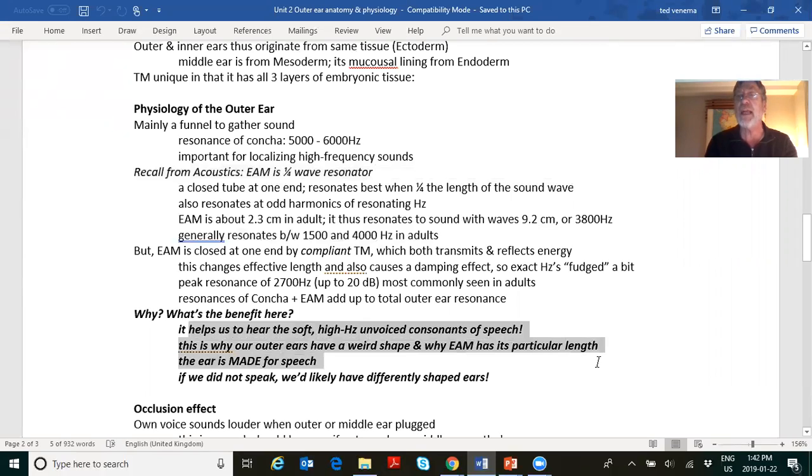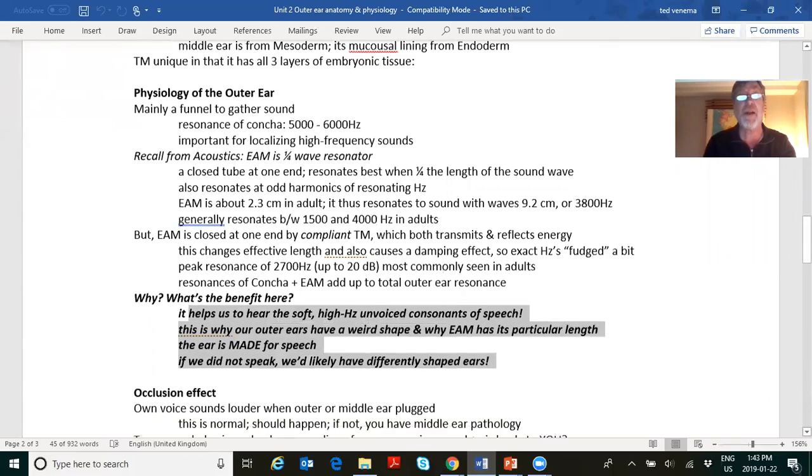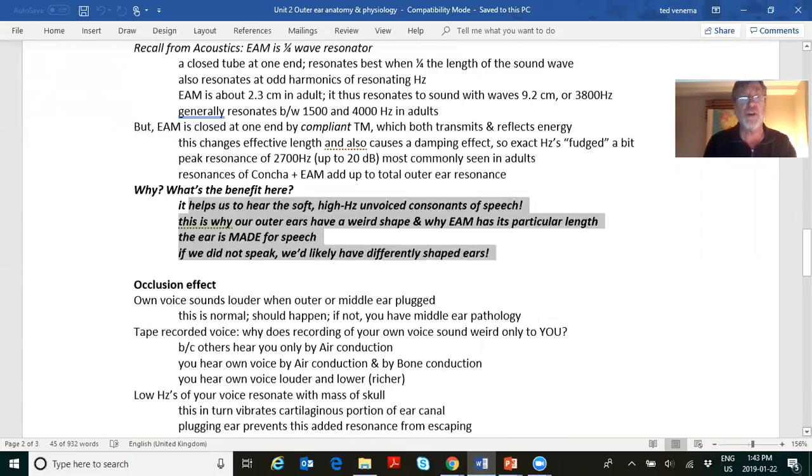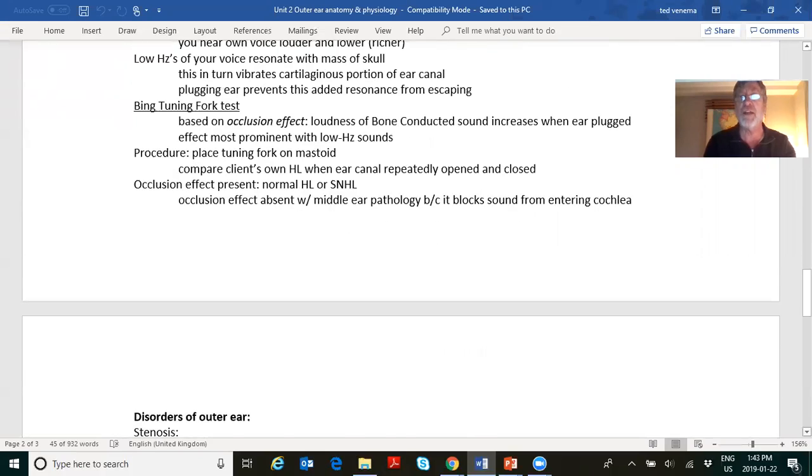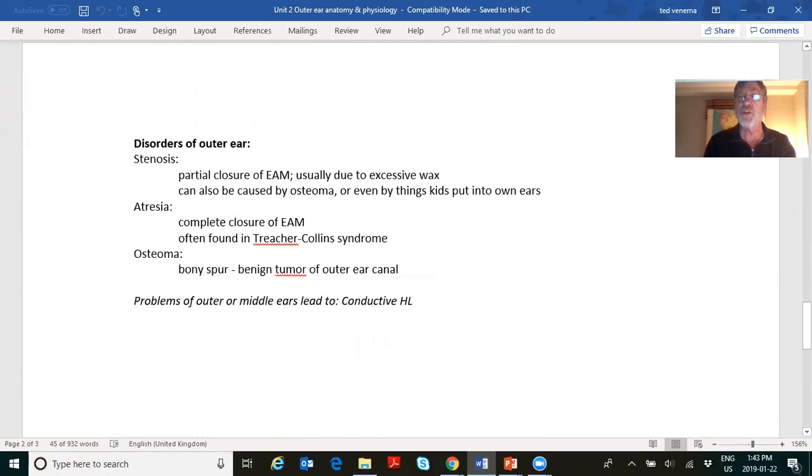The ear is made for speech. If we didn't speak, we'd likely have differently shaped ears. Weird, huh? Okay. Told you we're not learning this stuff for nothing. All right. Now, okay, we're just about done here.